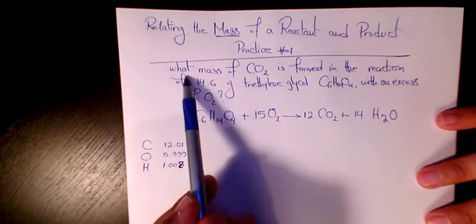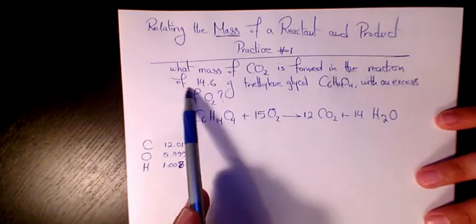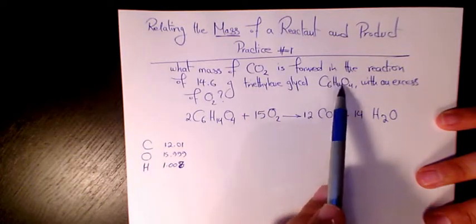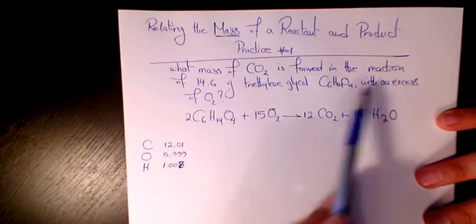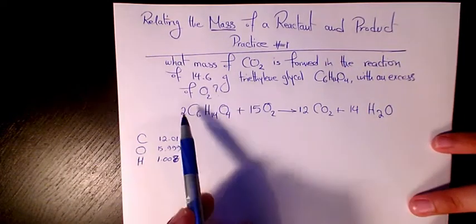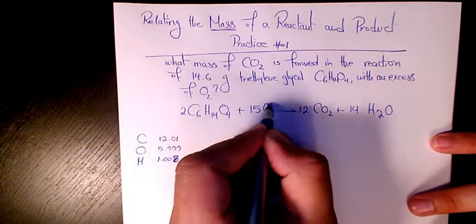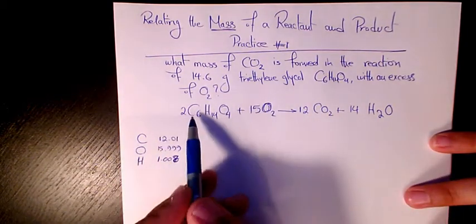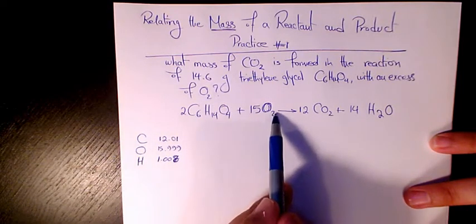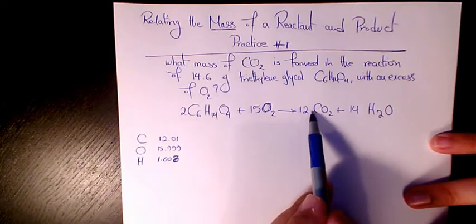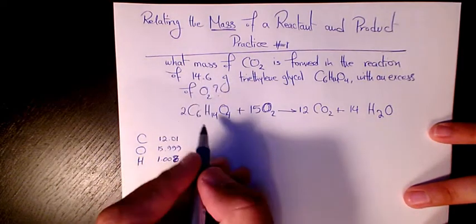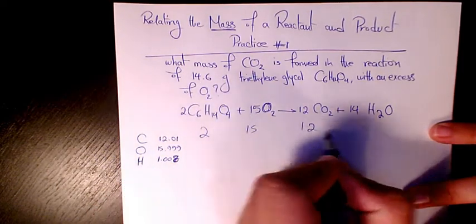Let's see this example. What mass of CO2 is formed in the reaction of 14.6 grams of triethylene glycol, C6H14O4, with an excess of O2? So we have this reaction. We already balanced it. We had it in previous videos. So we have triethylene glycol, 2 moles, plus 15 moles of oxygen gives us 12 moles of CO2 and 14 moles of H2O. So 2, 15, 12 and 14.